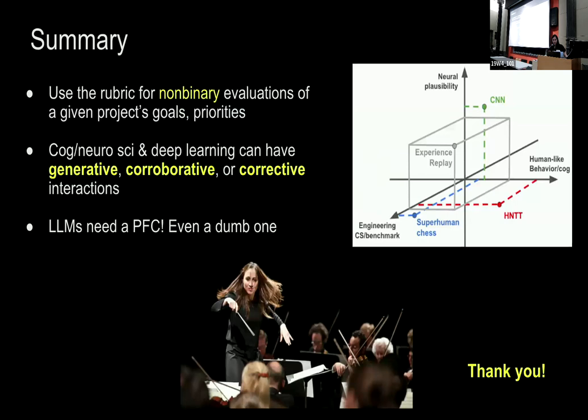Okay, to summarize, you can use the rubric that I proposed for non-binary evaluation of a given project's goals, priorities, and the ways in which they can lend to one another. Sciences and deep learning can have generative, corroborative, or corrective interactions among one another. I have given examples in the paper. Please feel free to take a look and contact me if you need to. And I think that we need to create PFCs for LLMs, even if they are dumb ones. Thank you.